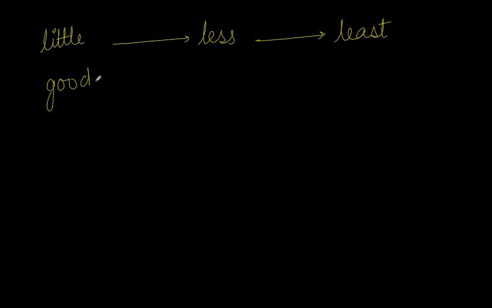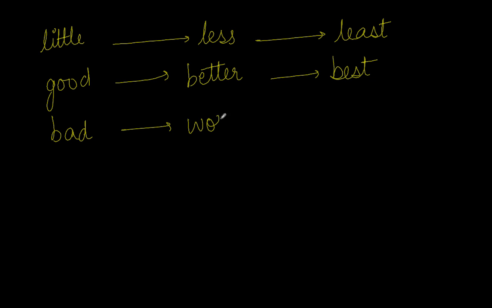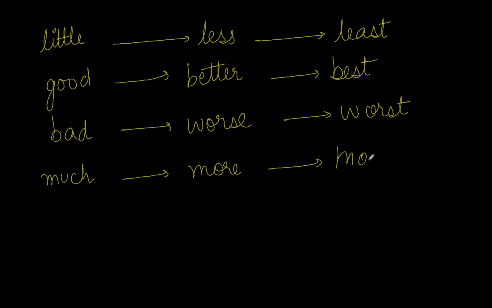For example, little becomes less, becomes least. Good becomes better, becomes best. Bad does not become better, it becomes worse, becomes worst. And similarly, much becomes more, becomes most.